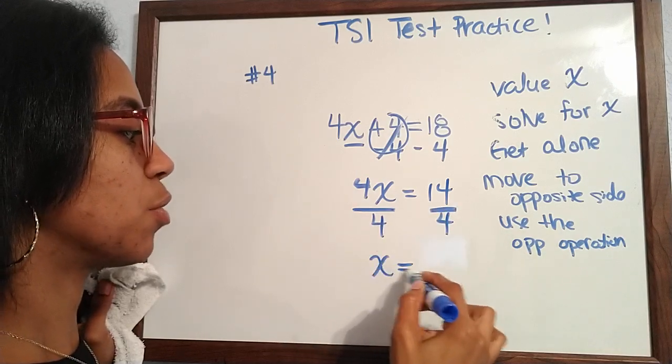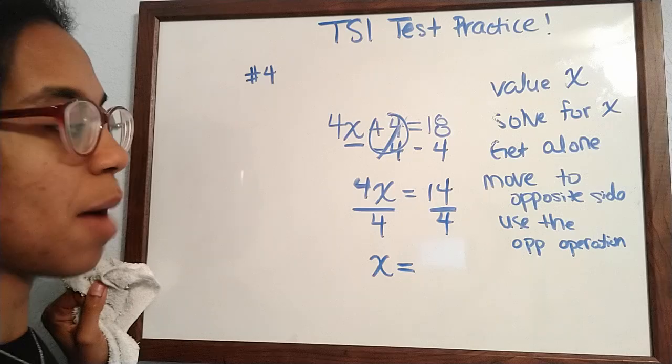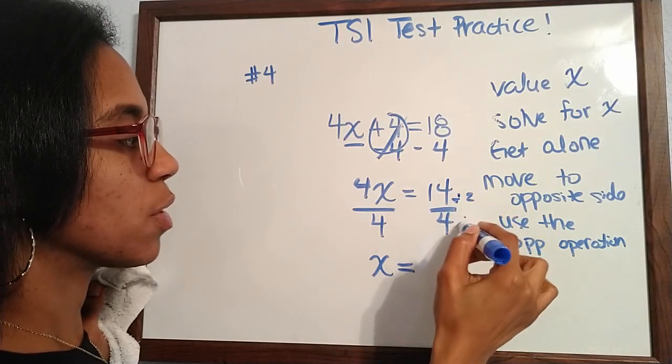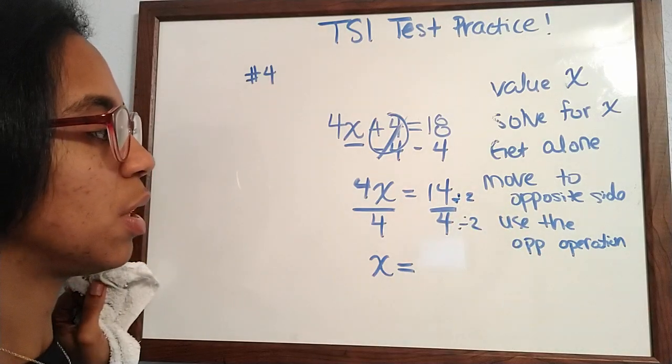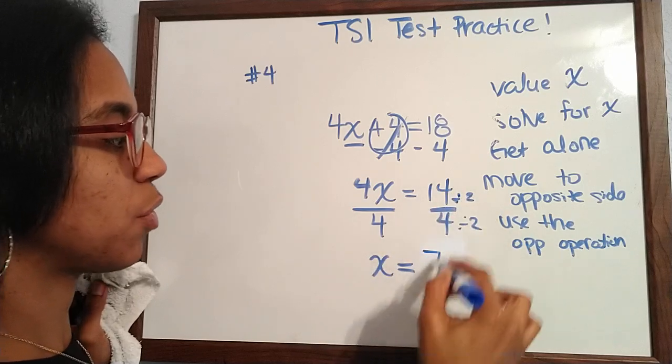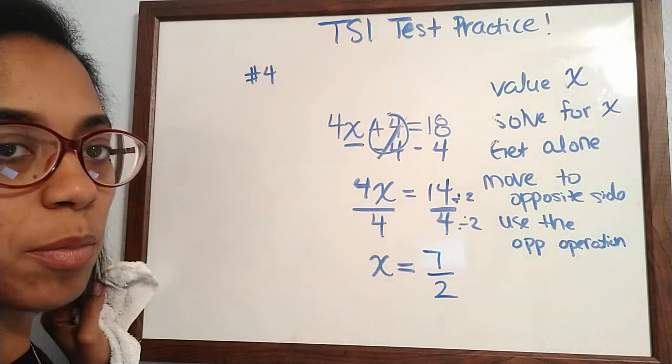I have x is equal to 14/4, which has a common factor of 2. So I'm going to take out that common factor of 2. 14 divided by 2 is 7. 4 divided by 2 is 2. And that will be my final answer.